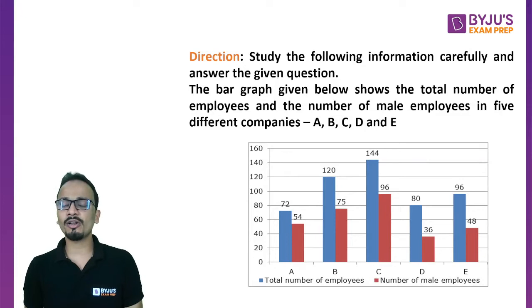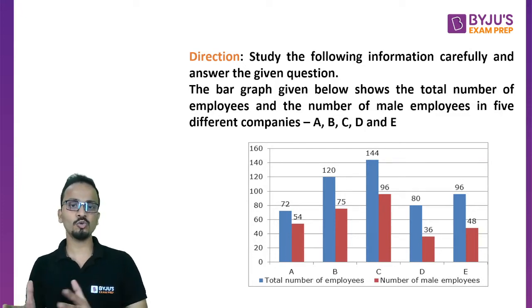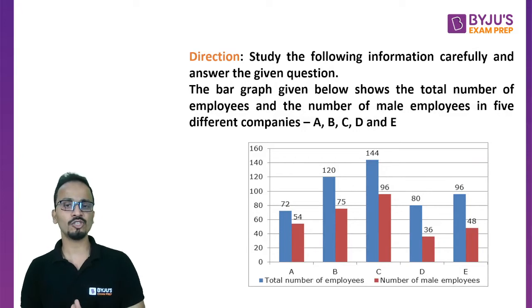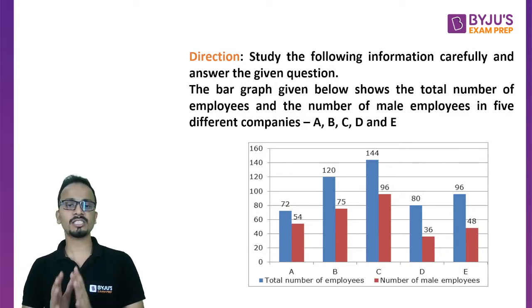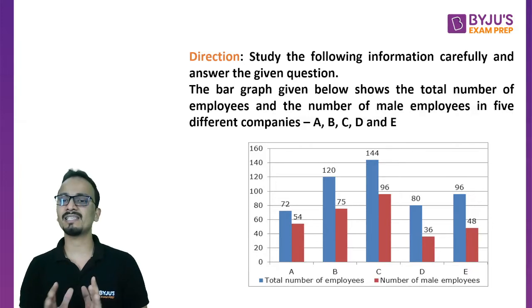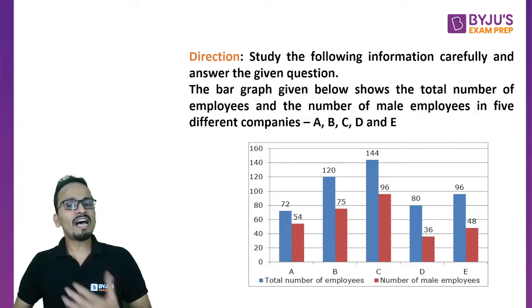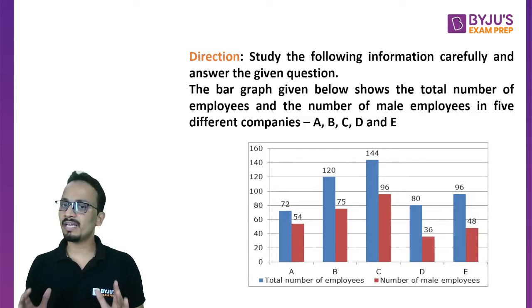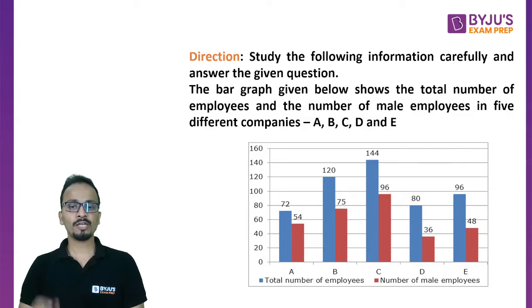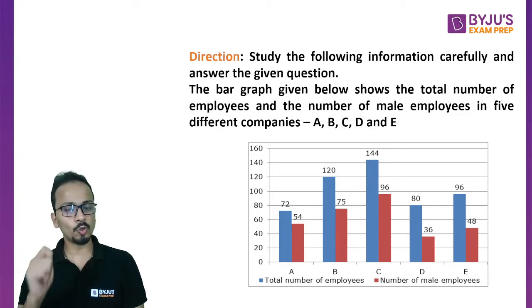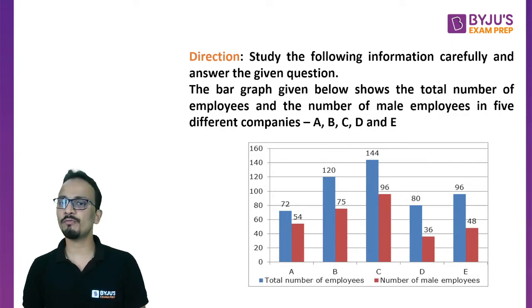All the values are already written at the top of the bars. So there is no need to look at the scale that is given to you, X or Y axis. It's just very simple, plain data that is given to you. This could have been given to you in the form of a table as well. All right, so for every company A, B, C, D, and E, you are given the number of total employees as well as the number of male employees.